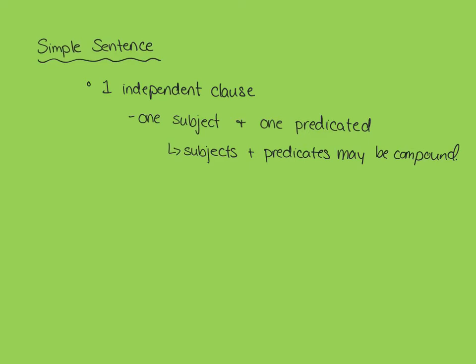It's just an independent clause, which means it has one subject and one predicate. However, both the subject and the predicate could be compound or they could be singular, but it is still just one subject, one predicate, one independent clause. I'll give you a few examples. Our first example is very short. Linda slept. Linda is our subject, slept is our predicate, one independent clause.